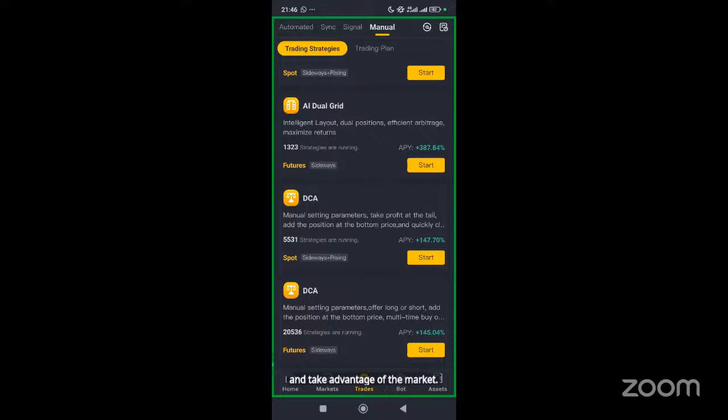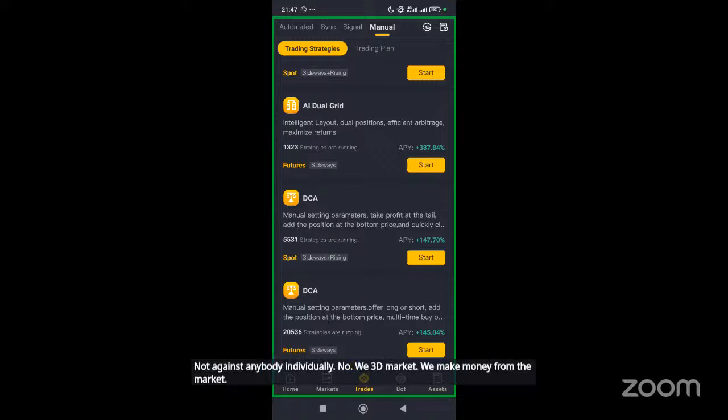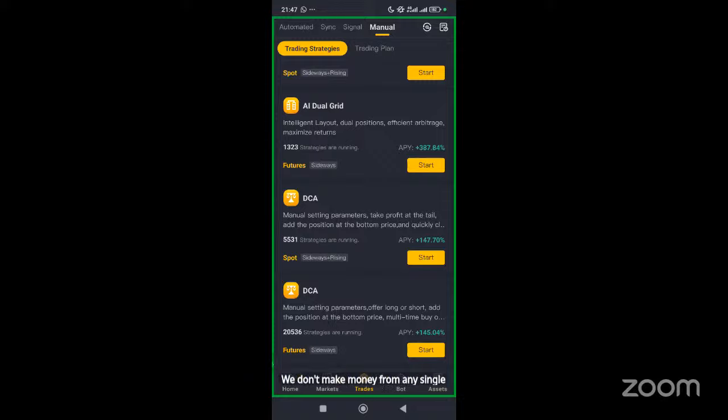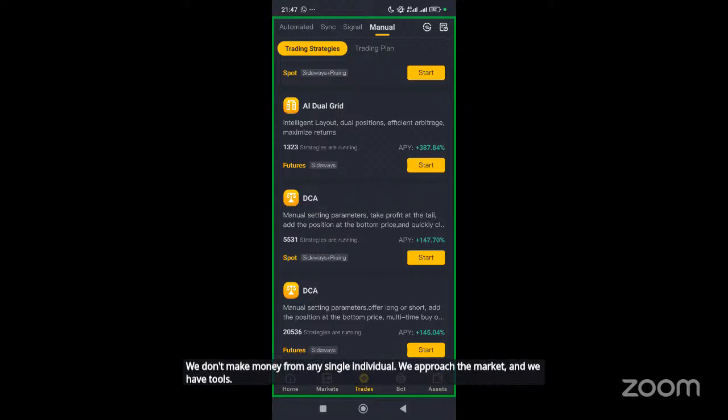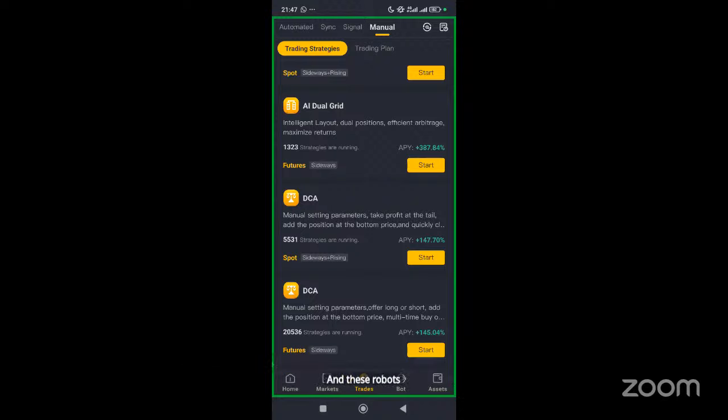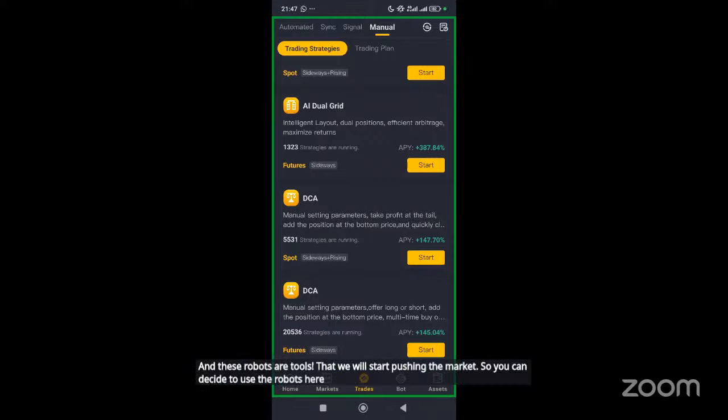Everything we do here is simply you against the market, you for the market, you on the market, not against anybody individually. No, we trade the market. We make money from the market. We don't make money from any single individual. We approach the market and we have tools. And these robots are tools that we use to approach the market. So you can decide to use the robots here. You can decide to use the Core Brain. You can decide to use any of the robots.